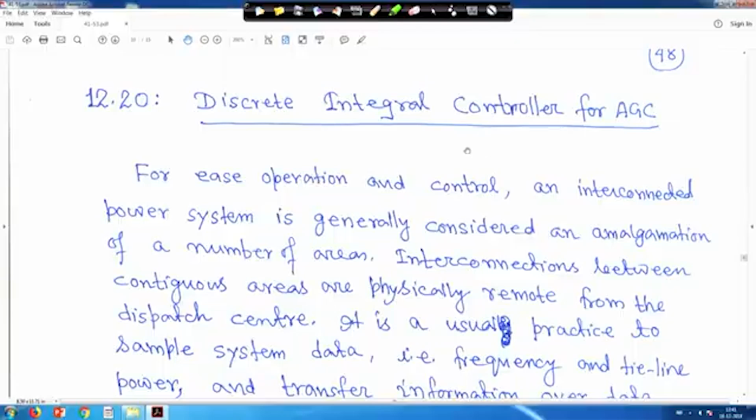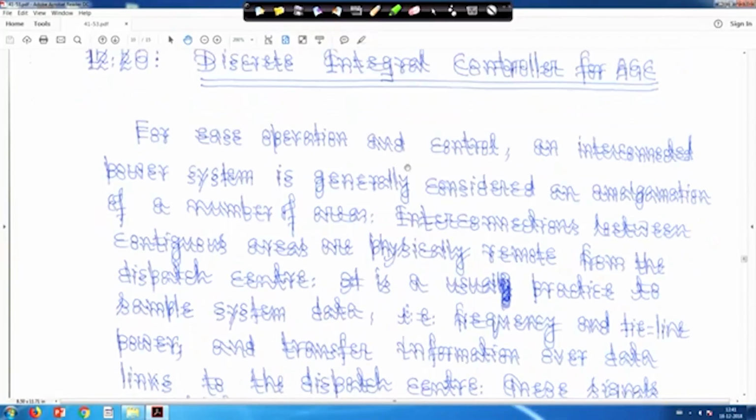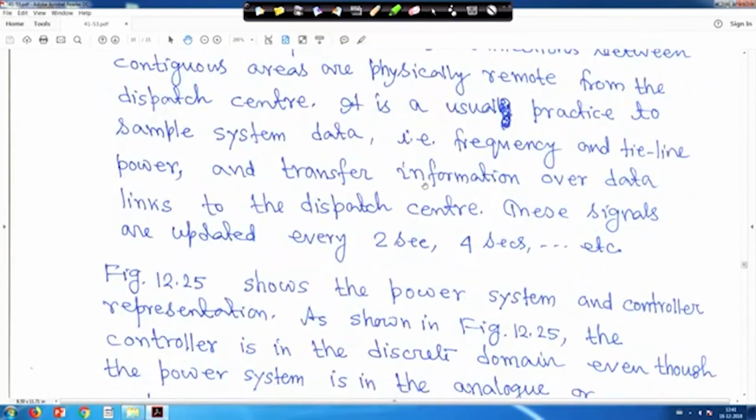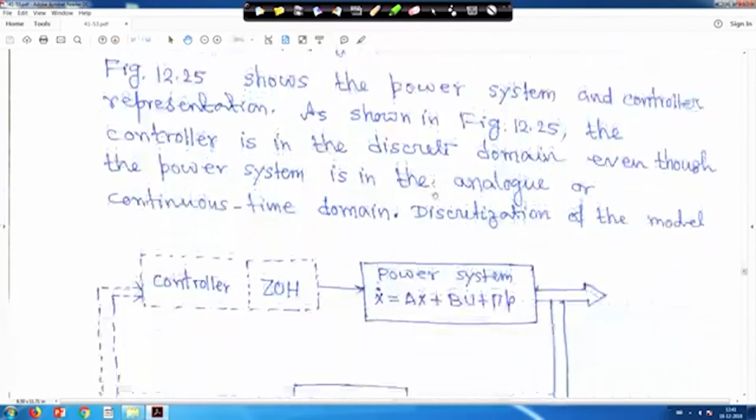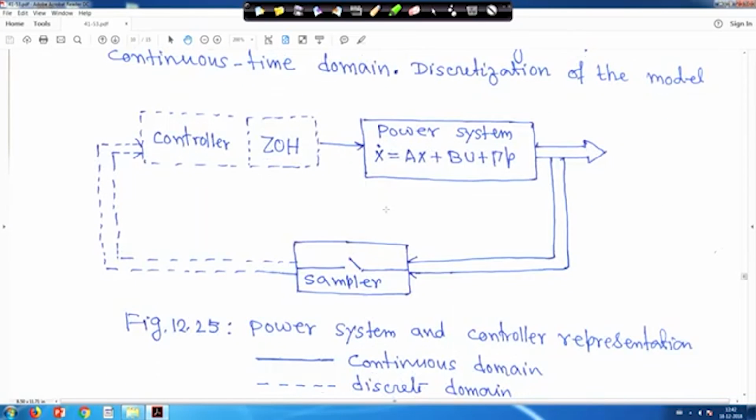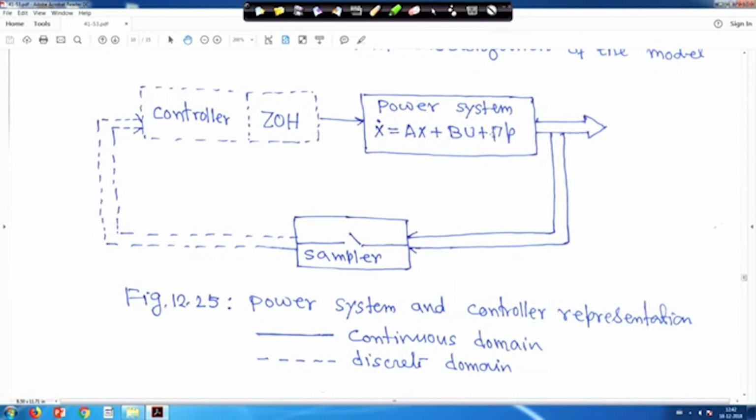Okay. So, in the previous lecture we discussed the discrete integral controller for AGC. This we have already discussed. In this block diagram, I told you that the power system is in the continuous time domain and the controller is always in the discrete domain. This is the sampler, and this is the controller, and the zero order hold is there.